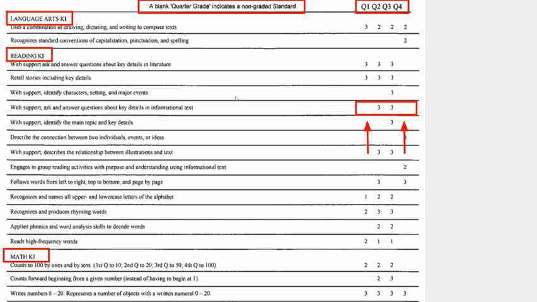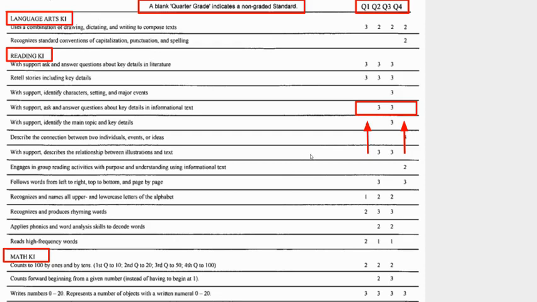If you'll remember the statement from earlier, if there is a blank quarter grade, that indicates it was a non-graded standard. So you'll notice for certain standards, like this one at the top under language arts, it was assessed all 4 quarters. However, the standard here with the box around it, with supports ask and answers questions, it was not assessed quarter 1, it was assessed quarter 2 and quarter 3, but then it was not assessed in quarter 4. So certain standards are assessed certain quarters, and we look at the rigor level of the standard to determine when it should be assessed.